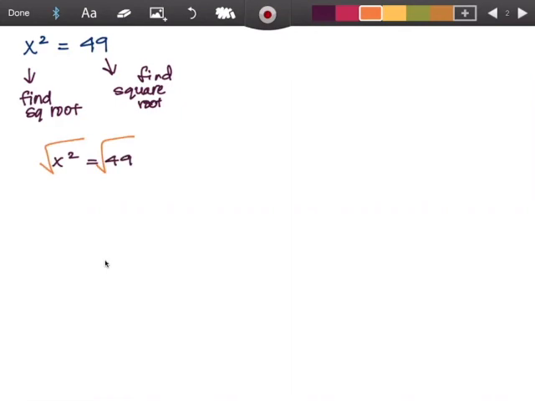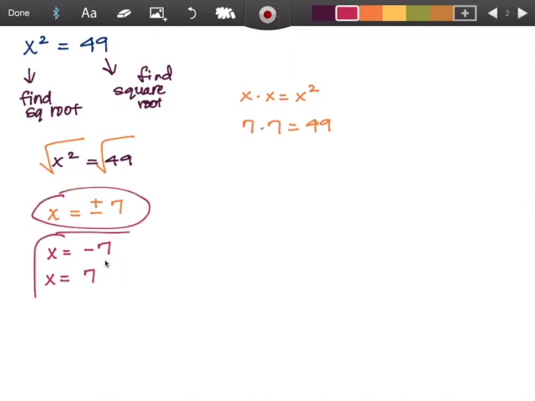All right, so the square root of x squared would be x, and I know that because x times x equals x squared. And then the square root of 49 is equal to a positive or negative 7. All right, because 7 times 7 is 49. You could also write your answer as x is equal to -7 and x is equal to 7. Either one of these options would be great.